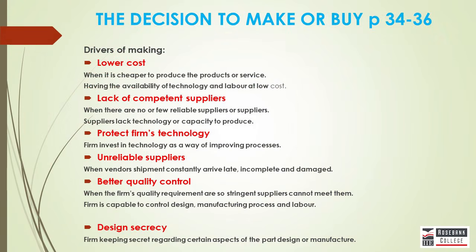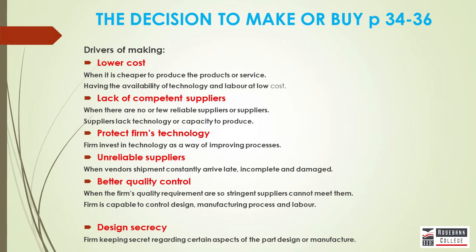The next subtopic is drivers of making. The first point under drivers of making is lower cost. And this is when it is cheaper to produce the products or service, and having the availability of technology and labor at low costs. Next point is lack of competent suppliers. This is when there are no or few reliable suppliers. Suppliers lack technology or capacity to produce.